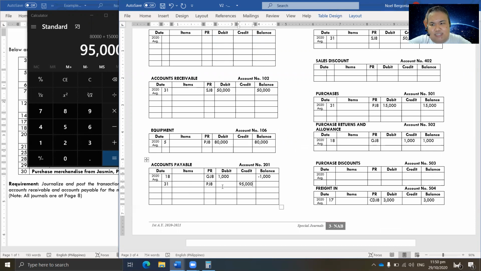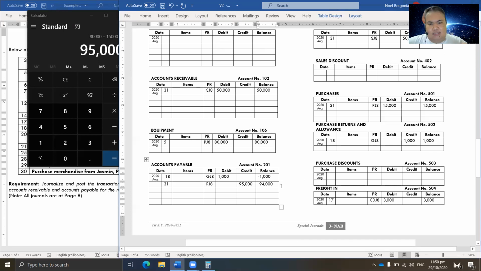Magkano na yung balance? Kanina we have negative 1,000. And then may credit tayo na 95,000, di ba normal balance na accounts payable is credit. So, ang remaining balance pa natin is 94,000. Kaya lang naman nag-negative kanina yon kasi nag-return tayo, di ba? Tapos wala pang any amount here, thus nag-negative. Pero na offset siya dito sa pagdating na ng posting ng ating special journal.